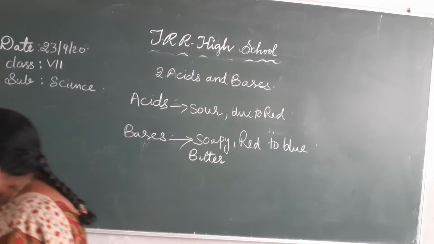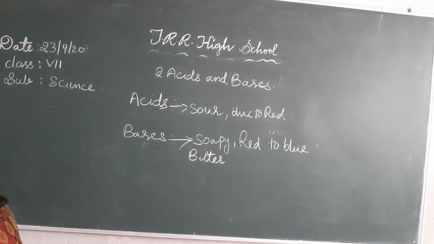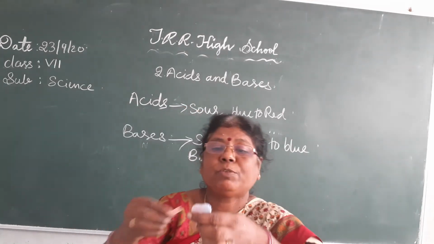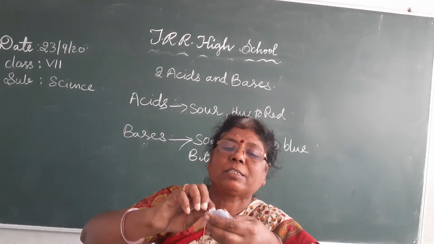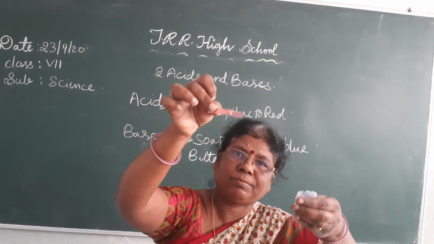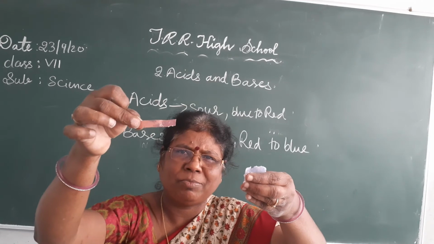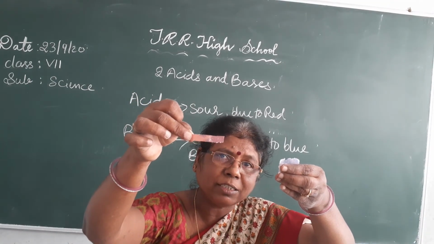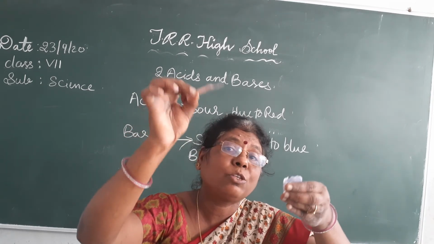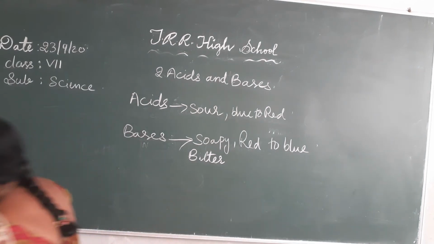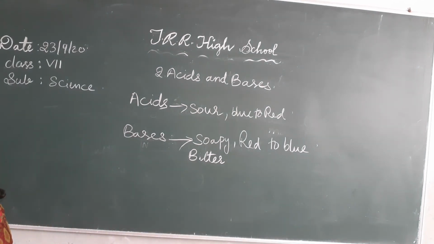Now here, soap. This is a bathing soap which I am using, which we use for bathing purposes. See the color change. Red litmus paper changes into blue color, isn't it? This indicates that bathing soaps are basic in nature. Okay children? So here we have seen these examples of the bases.